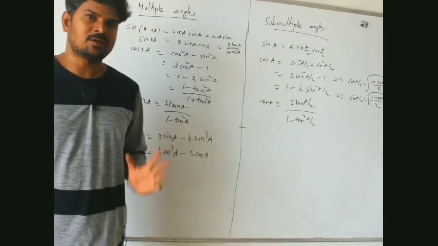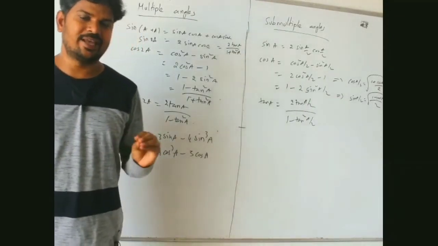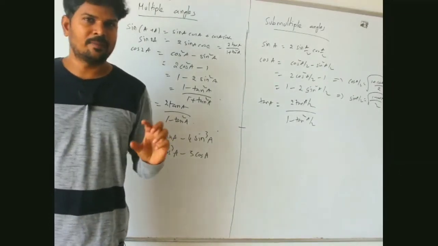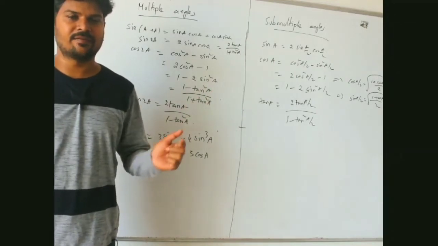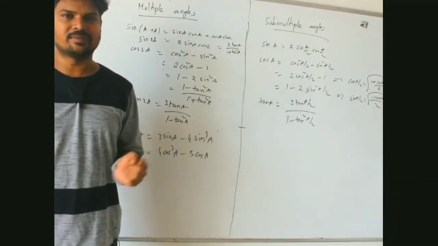Now, compound angle is nothing but 2 different angles, that is A and B here, and applying trigonometric functions to those different angles, that is sine of A plus B, cos of A minus B. Like that it comes under compound angles.